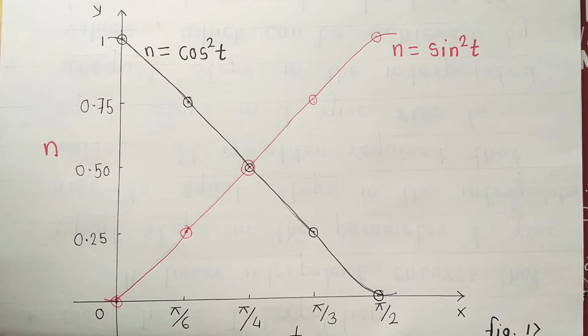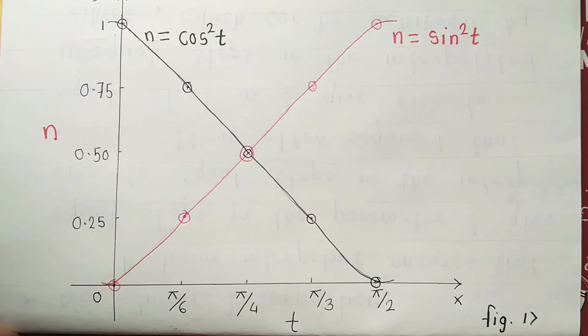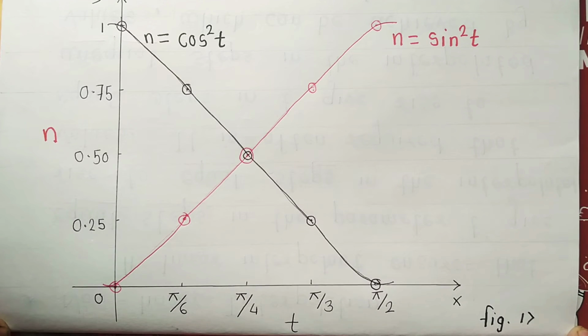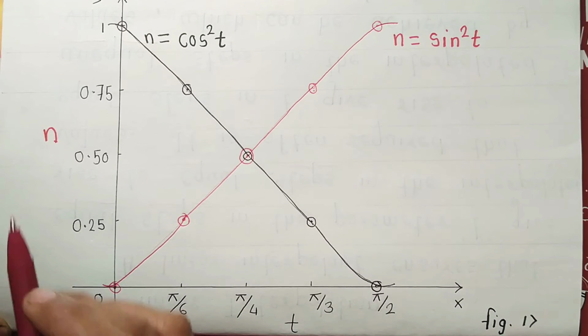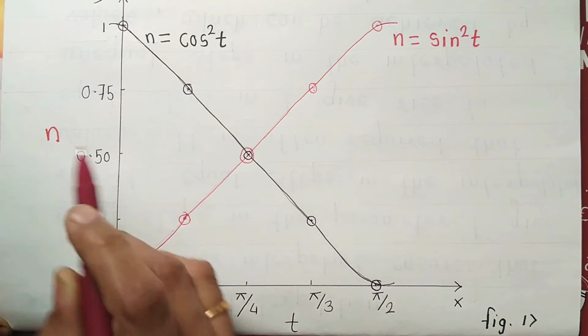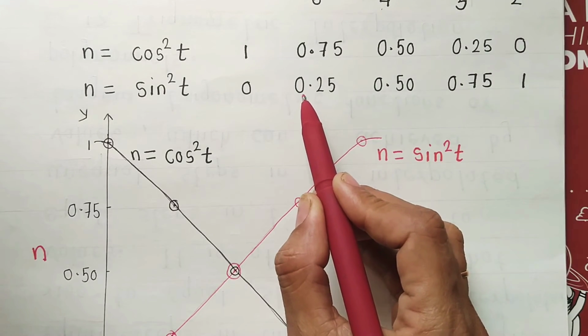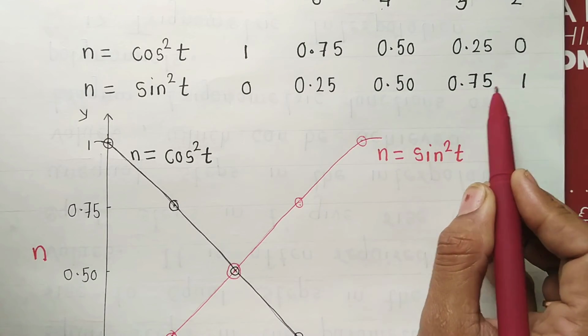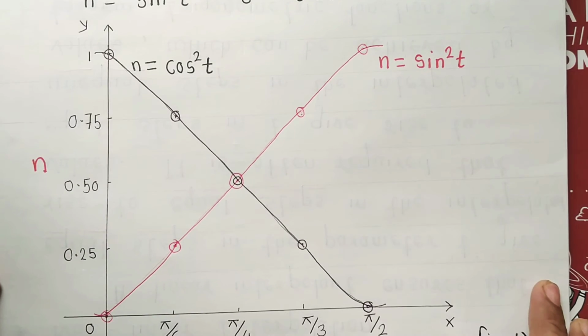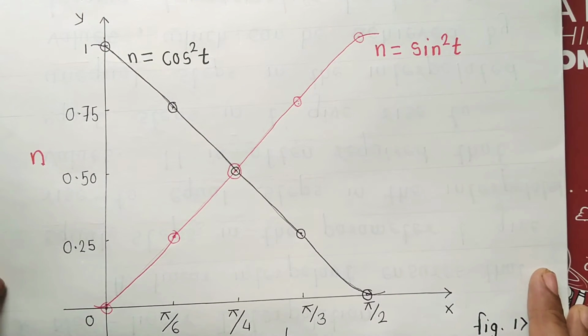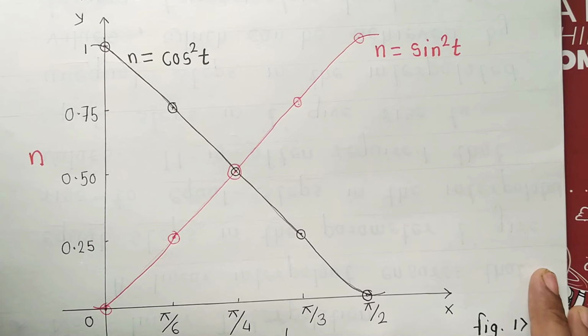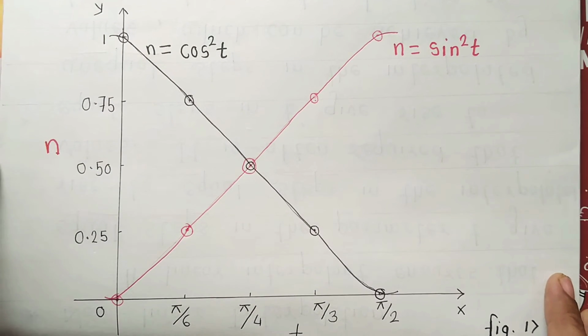Here on the x-axis, we indicate the values for the t parameter, and the values for the t parameter are 0, pi by 6, pi by 4, pi by 3 and pi by 2. Similarly, on the y-axis, we indicate the values for n. So values for n in our table are like this. That means the values are 0.25, 0.50, 0.75 and 1. So here we indicate the values for the n parameter. Now we draw the curve cos square of t and sin square of t here.